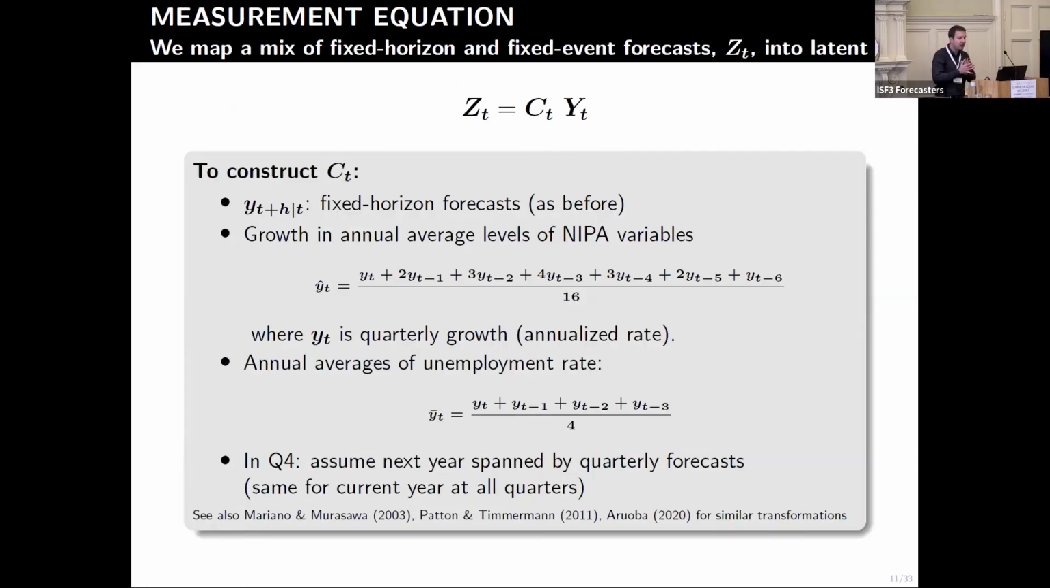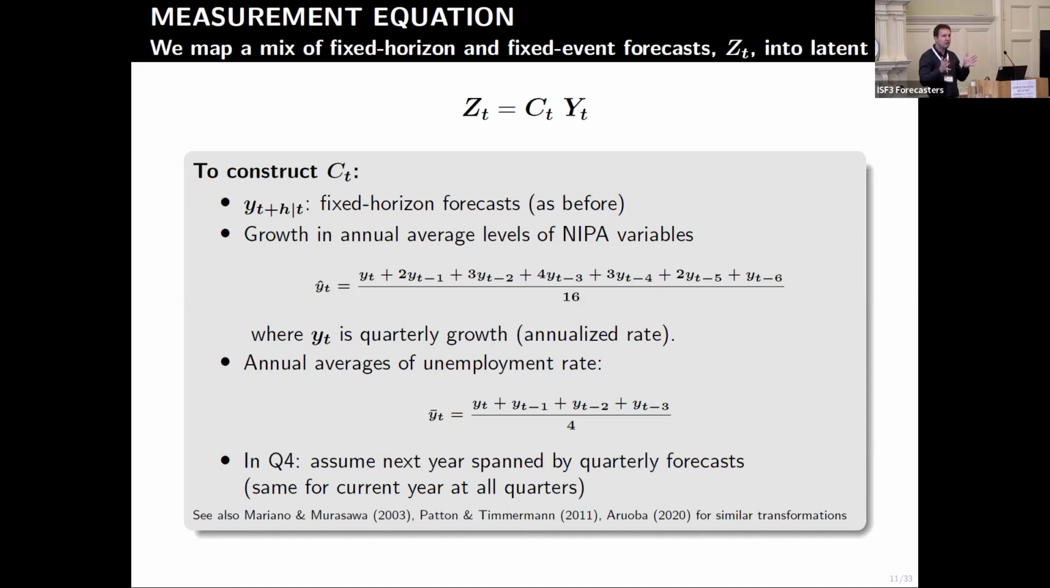So remember that I told you that this C_t matrix is a deterministic matrix. Basically, the idea is that we are using this tent-shaped approximation for constructing annual average levels and growth rates based on the quarter-on-quarter growth rates. So this is what you see in the first formula. This applies for the real GDP growth and for the GDP deflator. And for the unemployment rate, we're just taking the average of the quarterly levels to get the annual level. So as I told you, the C_t matrix does not require any sort of estimation.